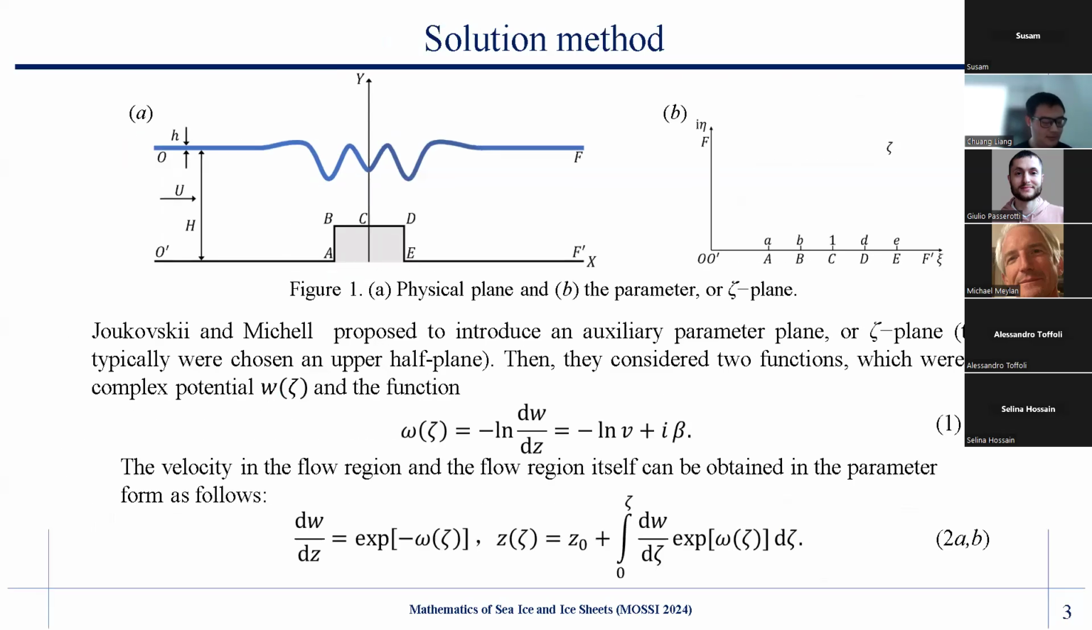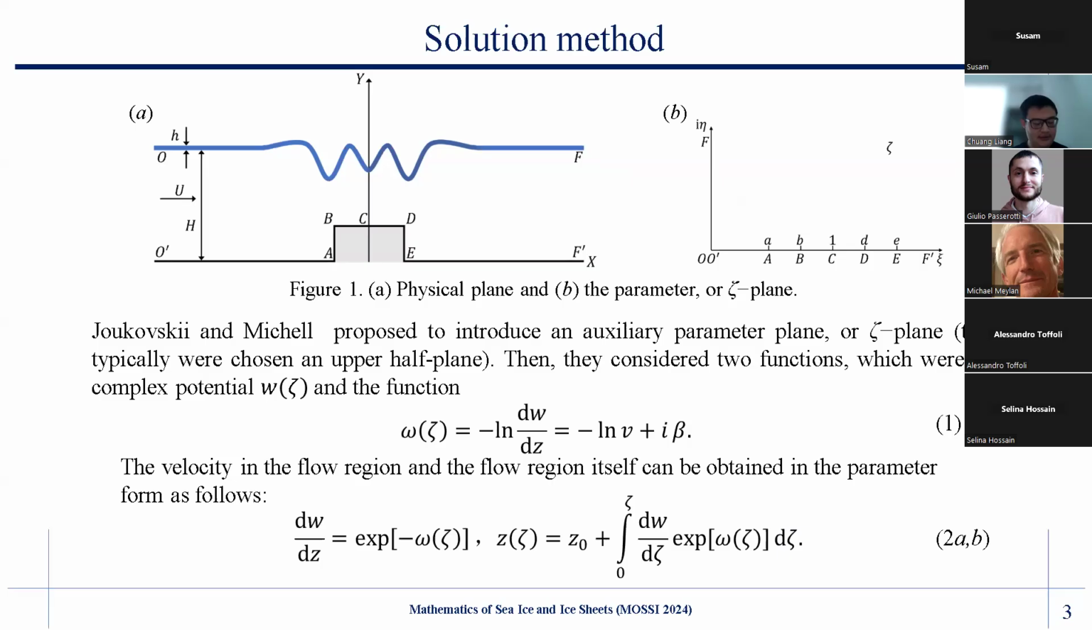Helmholtz was the first to introduce a complex variable for solving fluid dynamics problems, and Kirchhoff proposed a conformal mapping technique for solving free streamline flow over a plate. The technique requires finding a conformal mapping of the complex potential plane onto the complex velocity plane. And in order to further develop the conformal mapping technique, Joukowsky and Michell proposed to introduce an auxiliary parameter plane or a zeta plane and search for two functions as the functions of the parameter variable zeta.